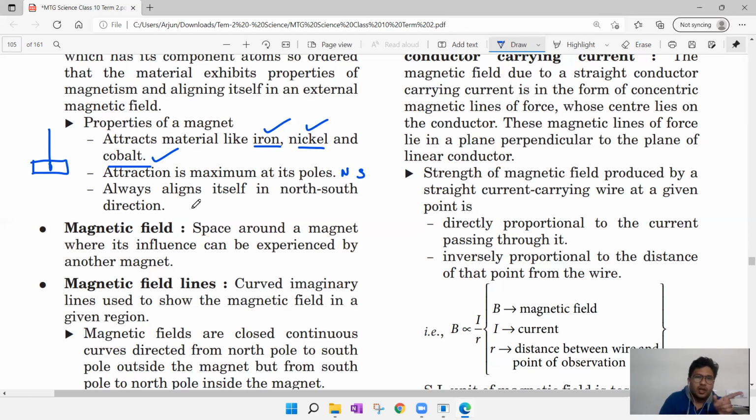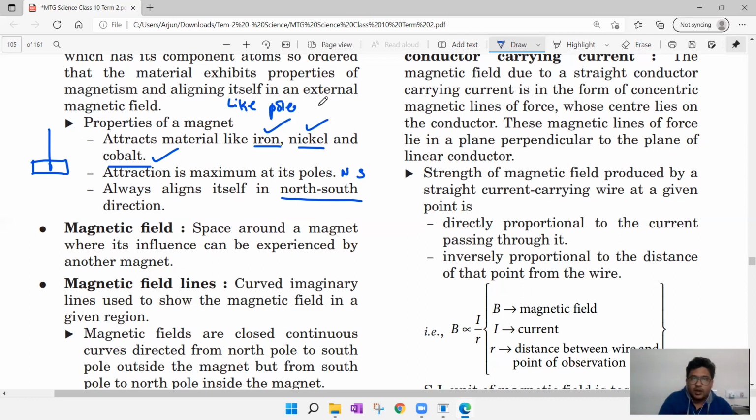Next point, a magnet will always align itself in the north-south direction. Don't say only north, don't say only south. It is the north-south direction it will come. And a few other properties like poles, which they didn't mention, but in 6th class we have learned.